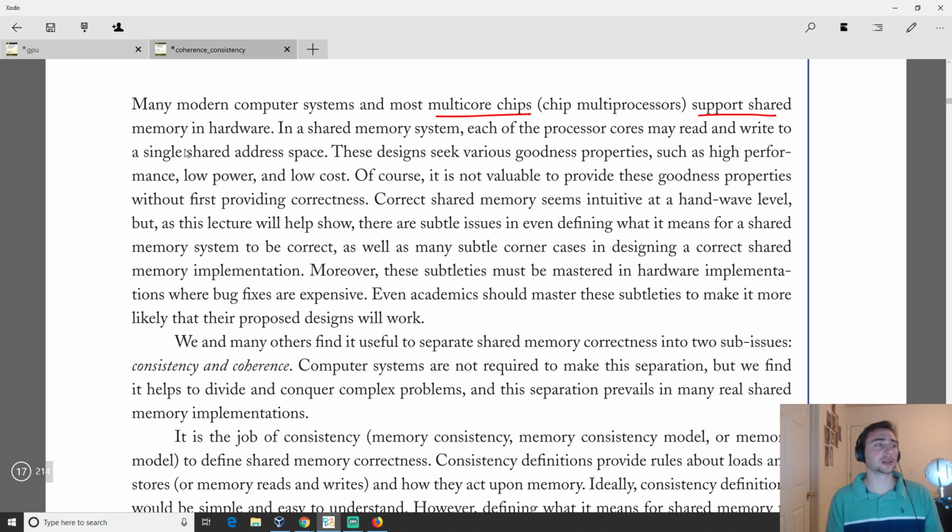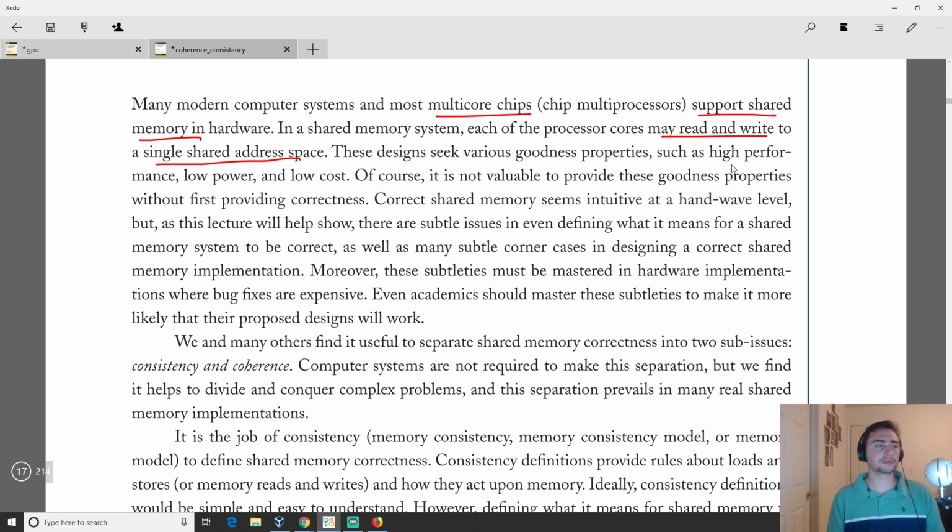And a lot of times we're supporting shared memory in hardware. So what do we mean by this? Shared memory processors can read and write a single shared address space. So we'll have two different threads running and they can access the same data.